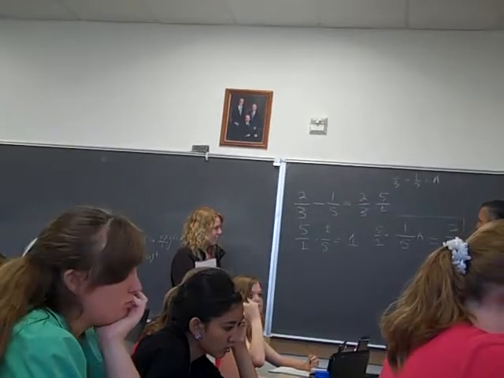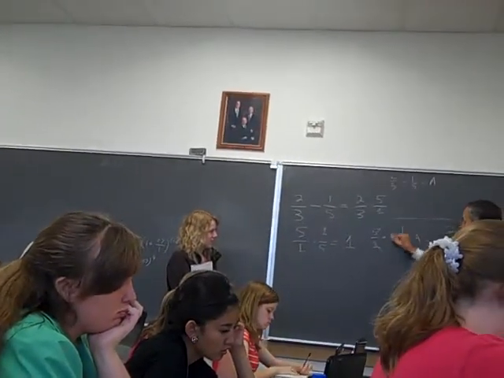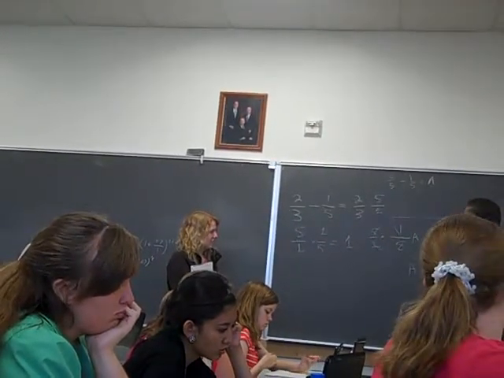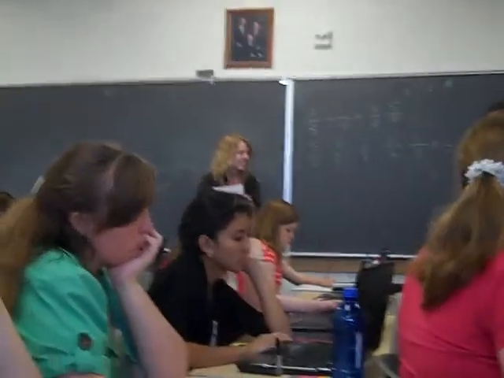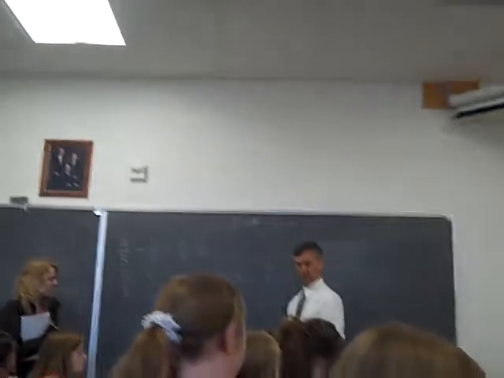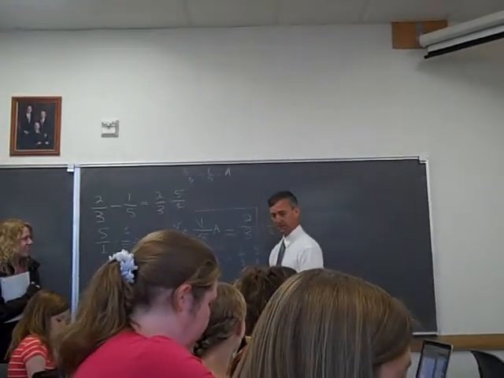to show that this cancels, right? Leaving A equals 2/3 times 5/1. Does that make sense?